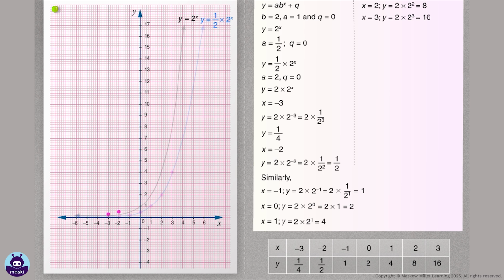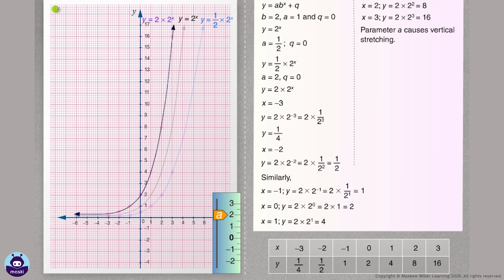We then plot the points on the same set of axes. We join the points with a smooth curve. Observe that the graph of y is equal to 2 times 2 to the power of x is steeper than the graph of y is equal to 2 to the power of x. We can say that the graph y is equal to a times b to the power of x is stretched vertically when a is increased. Here, a is increased from 1 to 2. Hence, parameter a causes vertical stretching of the exponential function.